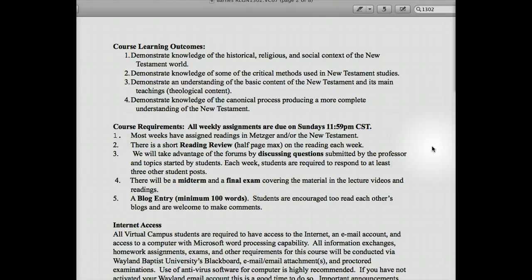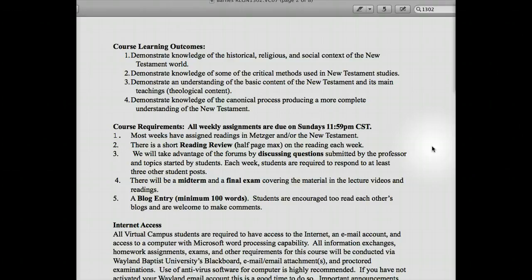And students can comment on it. And sometimes it extends to the next week. I always leave the previous week open. You can go back and you can post whatever you want anywhere. The only thing that doesn't apply to is the midterm and the final exam, for obvious reasons.